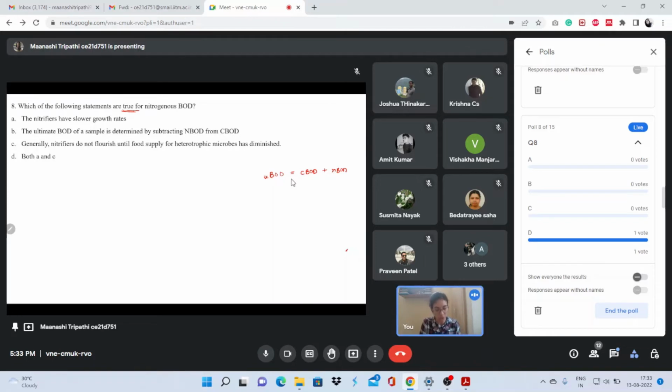A. Nitrifiers have slower growth rate. B. The ultimate BOD of a sample is determined by subtracting NBOD from CBOD. For option B, you can check this statement that I have written. C. Generally, nitrifiers do not flourish until food supply for heterotrophic microbes has diminished. This is very important, point C. And option D is both A and C.